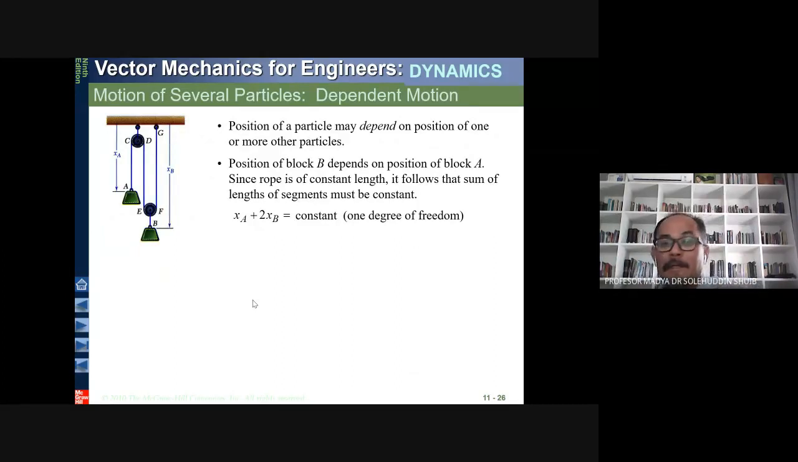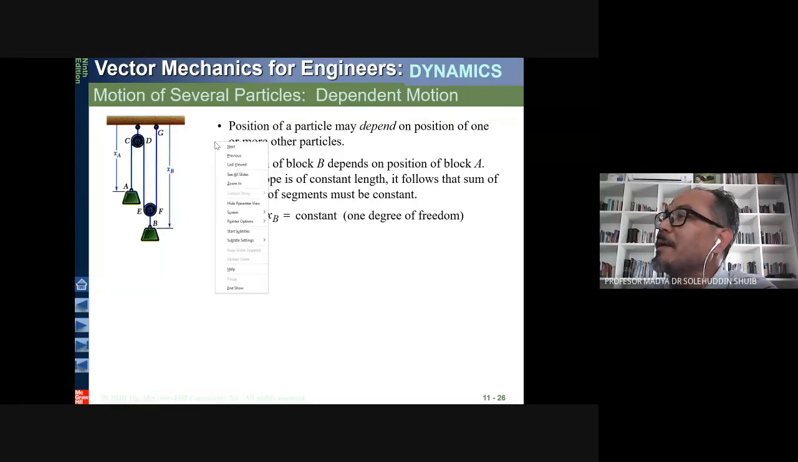All right, another concept, the pulley concept. A very popular concept, and important for you to understand. We are dealing with a pulley system. For a pulley system, the important concept that you need to know is what we call the concept of dependent motion.